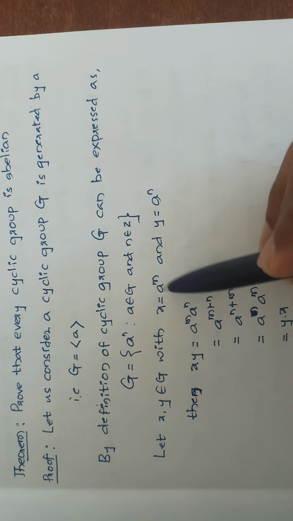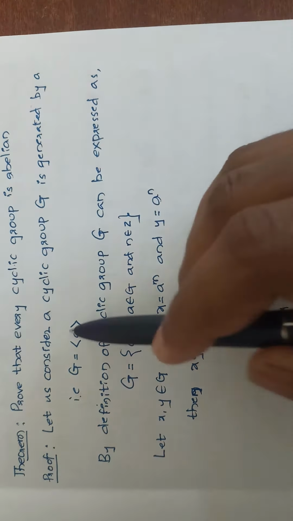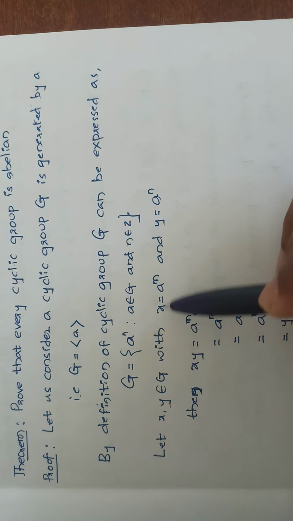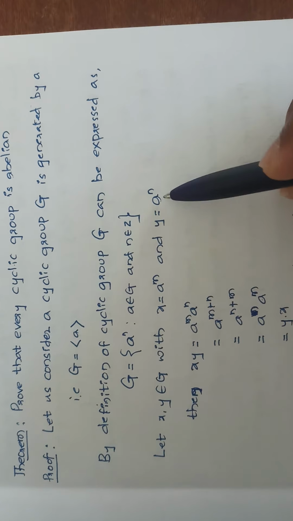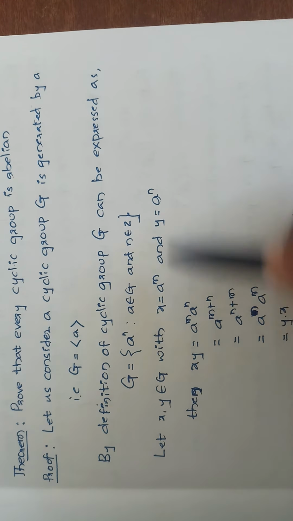Because we have to prove this cyclic group is abelian, for that we take two elements. Let x and y belong to G with x equal to a to the power m and y equal to a to the power n. Then we have to prove that xy is equal to yx using this data.